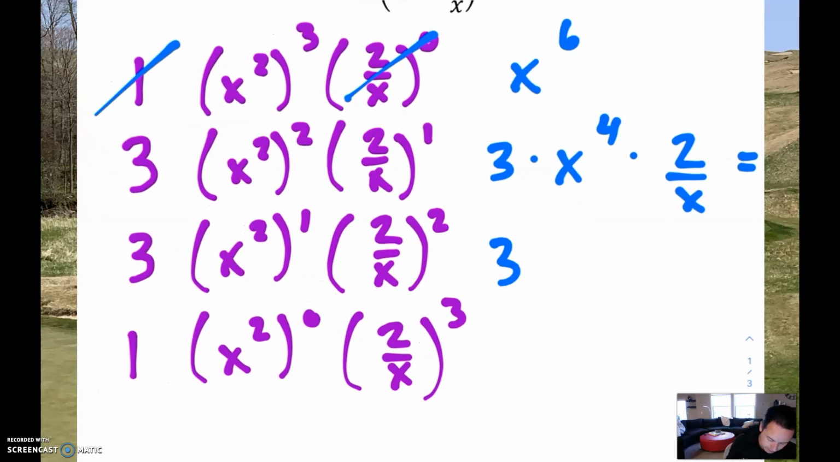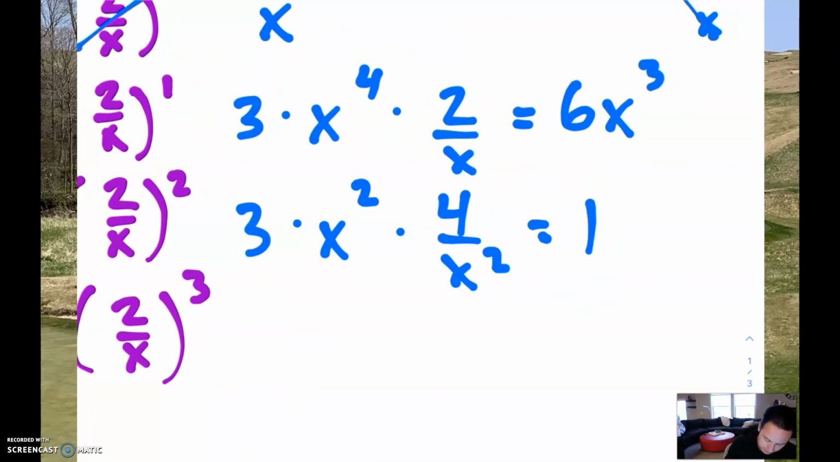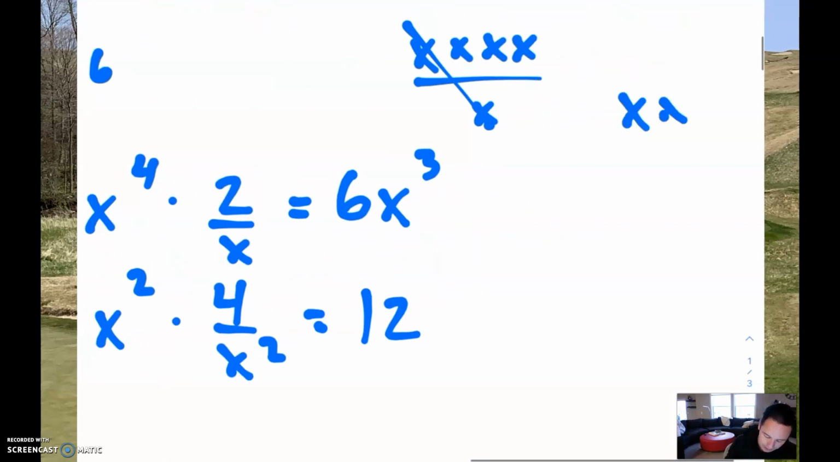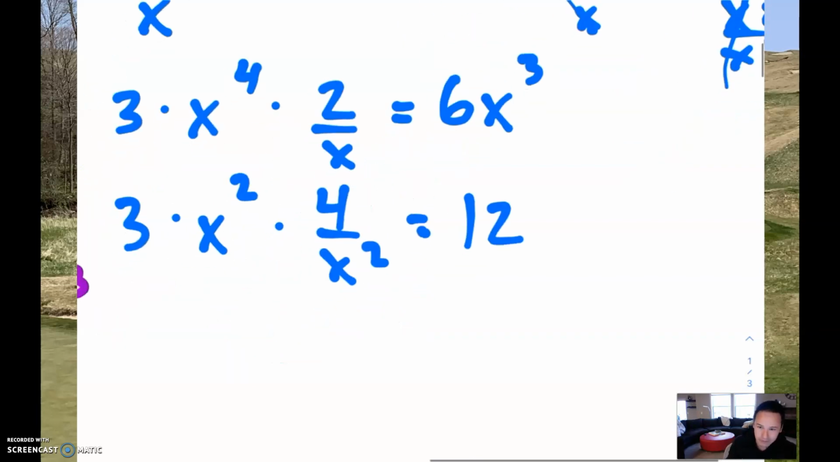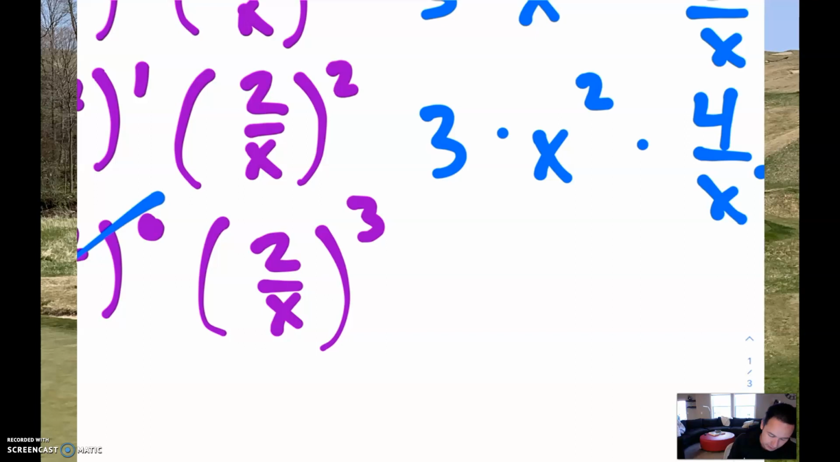We start with the 3. X squared to the 1st power is simply x squared. And if we take 2 over x and square it, it becomes 4 over x squared. And now we simplify this. 3 times 4, that's a 12. And you'll notice an x squared on top and an x squared on the bottom. Let's show you what happens here. They just cancel out. There's no more x's. So it's x to the 0 power, which is just 1. So 12 times 1 is 12. And the last one, anything to the power of 0 is 1, times 1 is 1. And this just becomes 2 to the 3rd, which is 8 over x cubed.